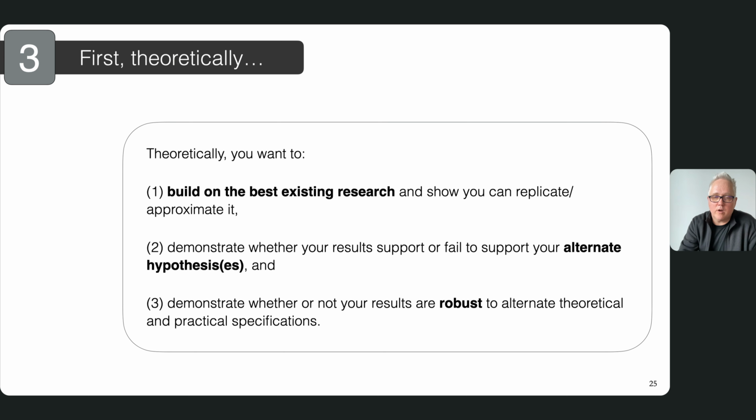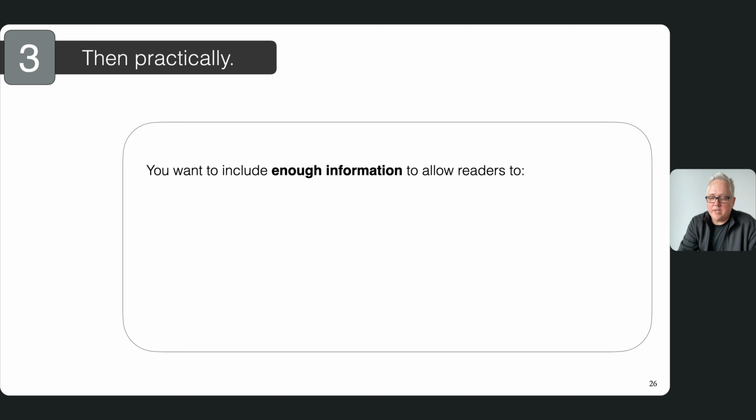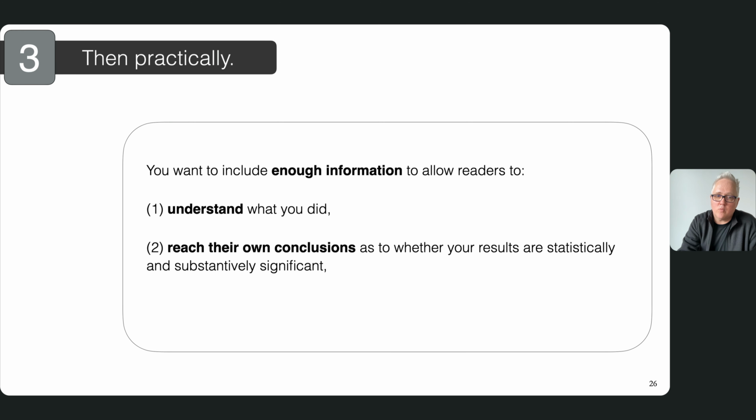So how do we then turn practically? You want to make sure that you present enough results in your table and then in your interpretation in the text to allow readers to understand what you did, what regressions you ran, what data you were using, what went into those different models, and what their results are, and then allow the readers to reach their own conclusions about whether your results are both statistically significant and, I would argue, even more important, substantively significant.